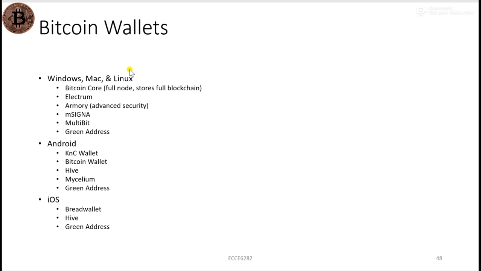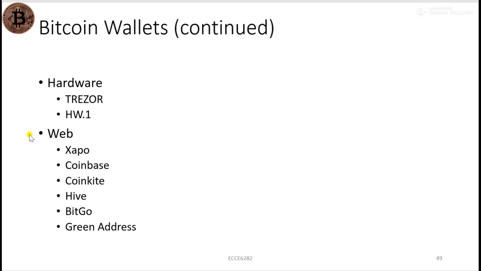Some of the Bitcoin wallets that you can use are for Windows, Mac, and Linux, for different operating systems. Here is the list of the Bitcoin wallets that can be used on the Android operating system. You can have KNC wallet, Bitcoin wallet, Hive. These are some of the Bitcoin wallets on Android. For iOS, we have these Bitcoin wallet software that are available. Similarly, if you want to use a hardware based Bitcoin wallet, then we have these two, hardware and web based Bitcoin wallets. These are some of the web based Bitcoin wallets available.